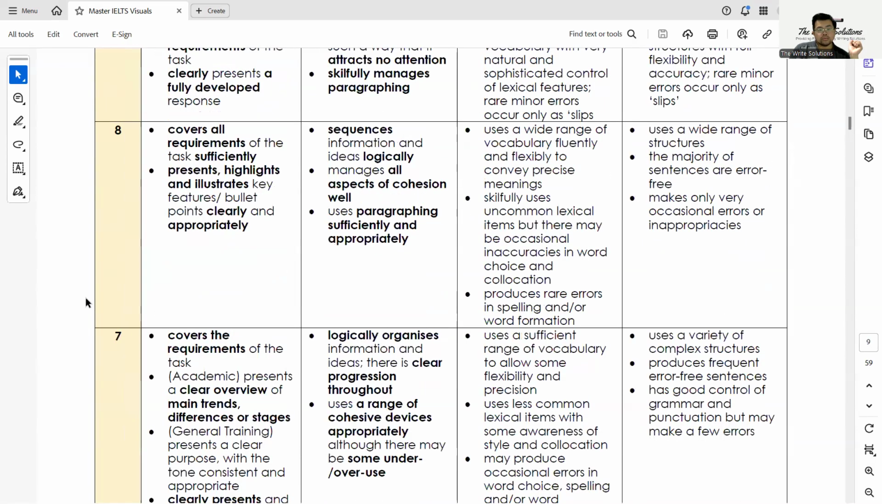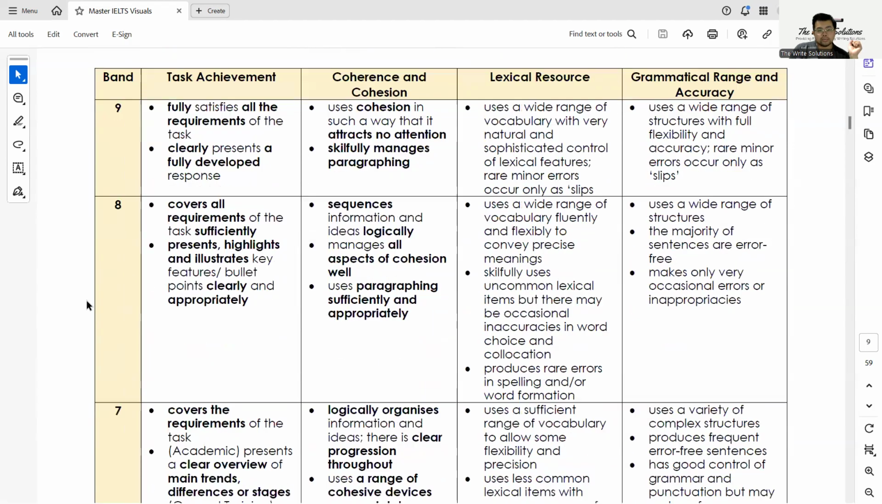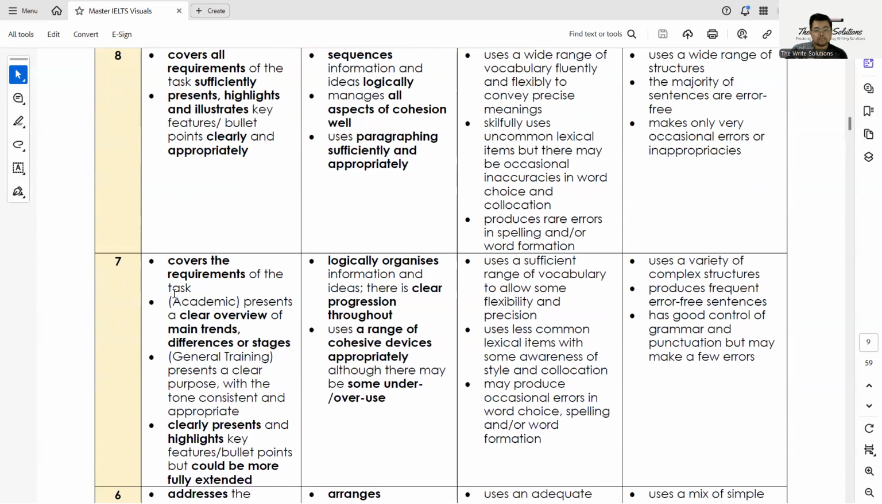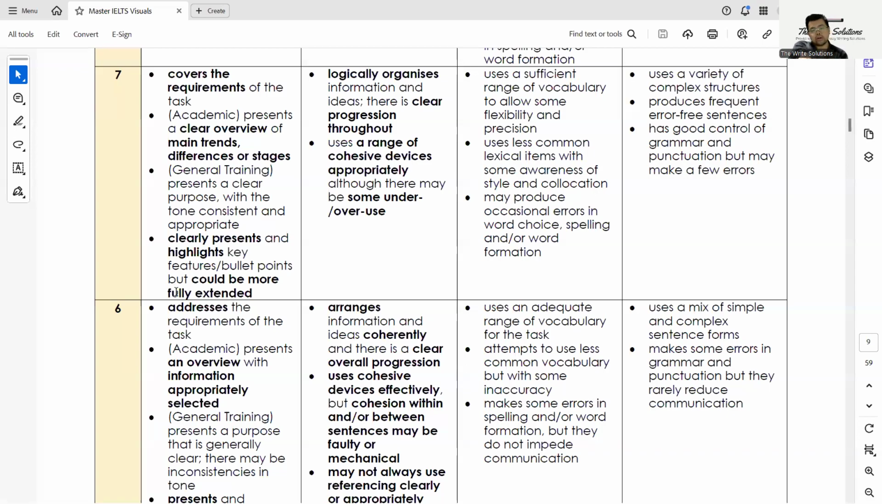Let's go to coherence and cohesion, as we said. It's organization, those 4 things. You use cohesive devices in a way that attracts no attention. Basically, it flows naturally. Band 8: the sequencing is logical, all aspects of cohesion are handled, and paragraphing is sufficient and appropriate. Band 7 has a logical organization, logical information, and clear ideas, and uses a range of cohesive devices, although some may be under- or overused.